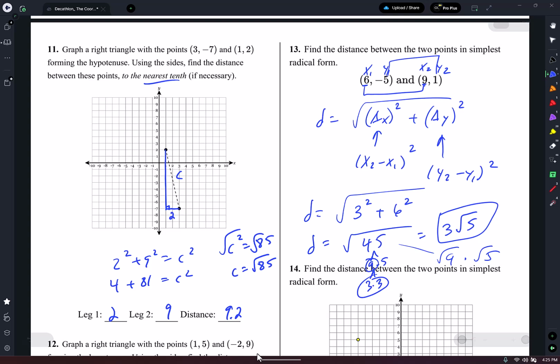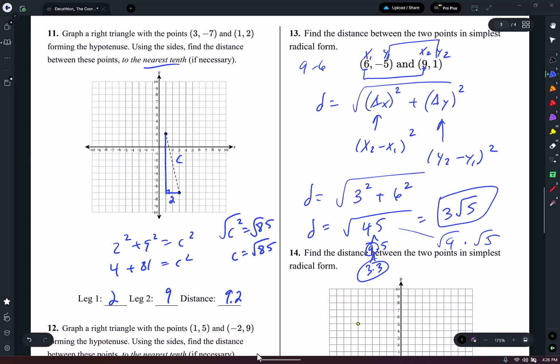Oh, the difference between 6 and 9, 9 minus 6. Cool or not cool? All right, we're almost done, guys. Don't worry.